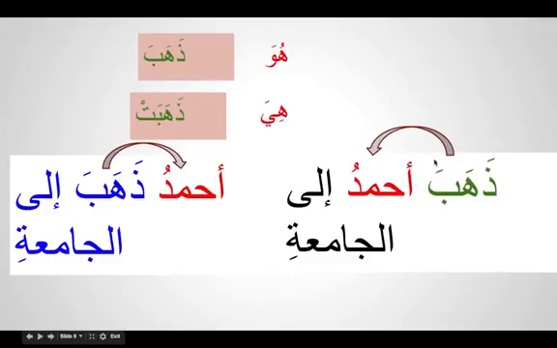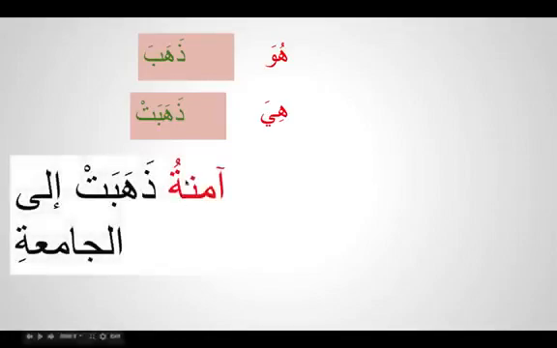Same thing in jumlatul fa'liya. How do we know who is a fa'il? When we see a sign of dhamma, because the fa'il is always marfu. Let me give another example so it gets clear in your mind. If I'm saying Aminatu dhahabat, Amina went to Jamia. But Amina is coming before the fa'al, so this cannot be a fa'il. This becomes a mubtada, and this part of the sentence, which is jumlatul fa'liya, comes as a khabar.